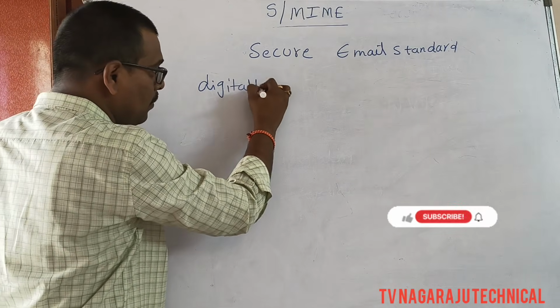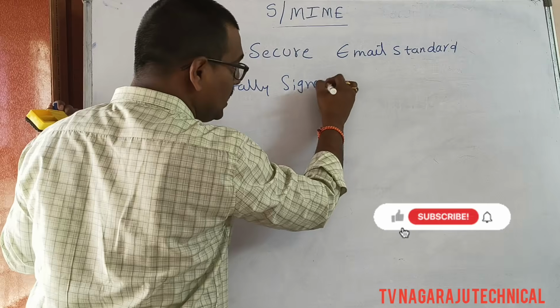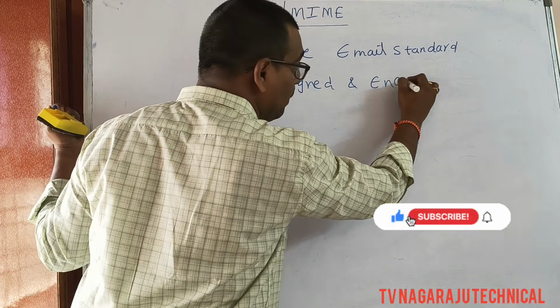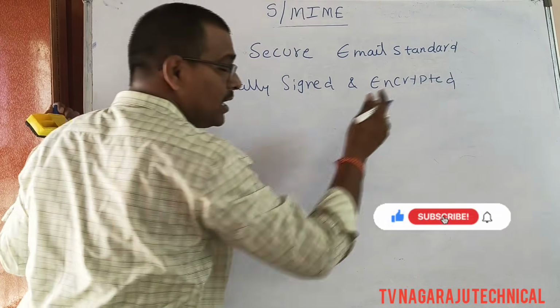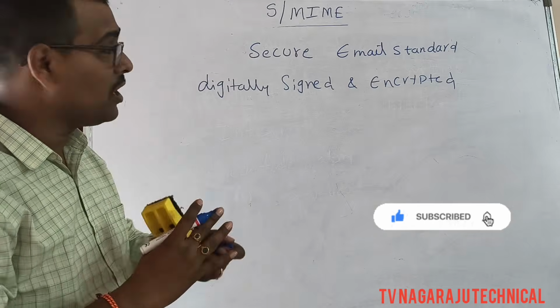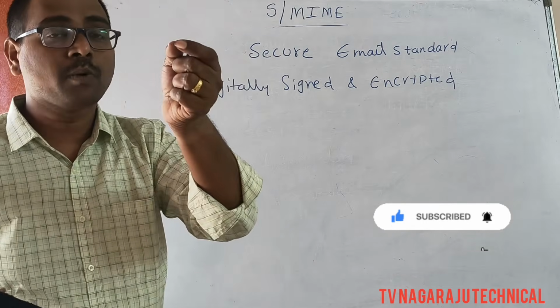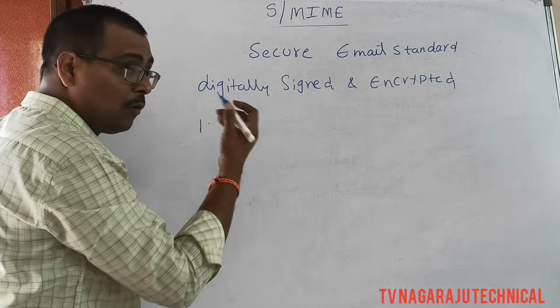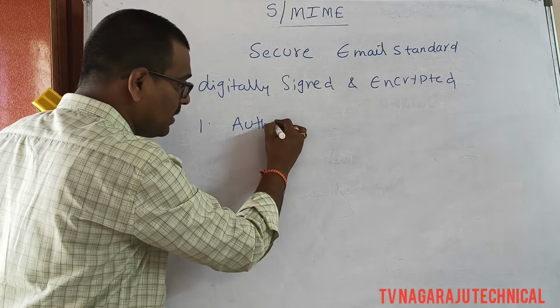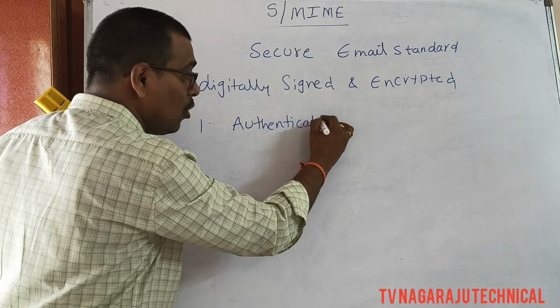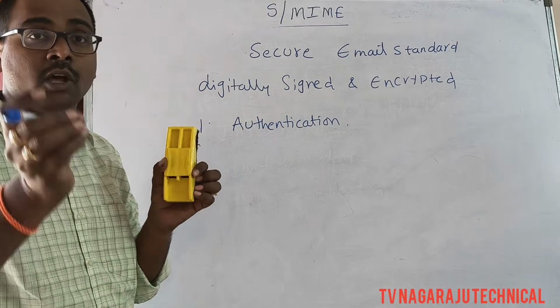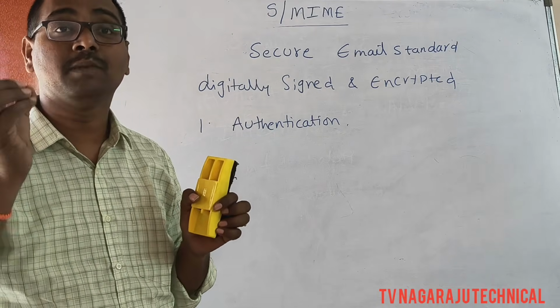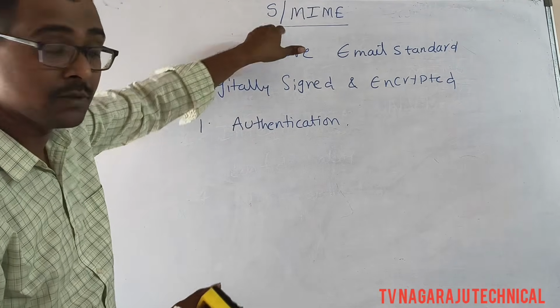Mainly, SMIME provides digitally signed and encrypted messages. That is, whatever problems are faced in MIME, all those problems are overcome by SMIME. How? By providing the security services. Authentication: we know the meaning of authentication. The original receiver receives the message, that is provided by SMIME.